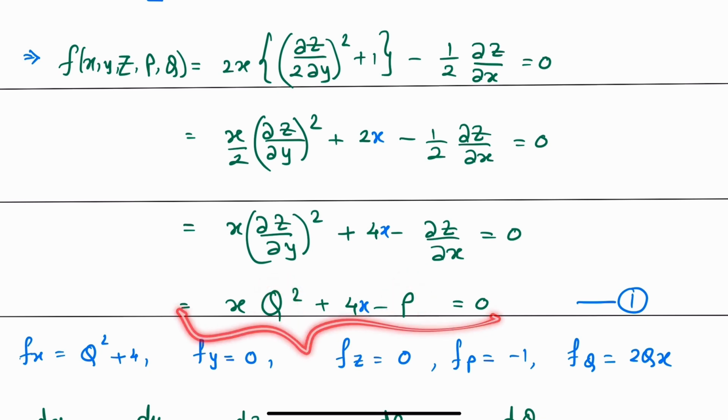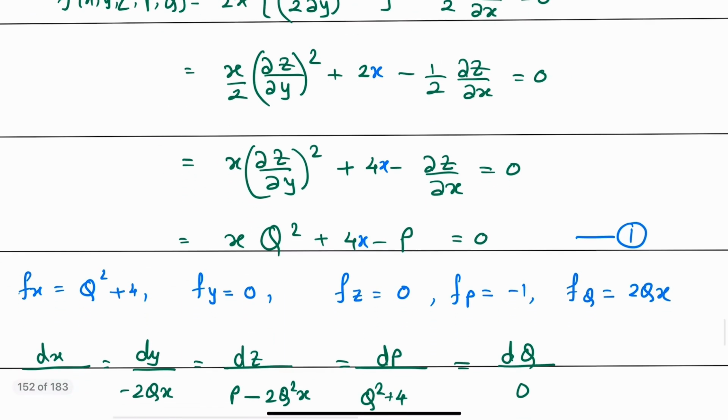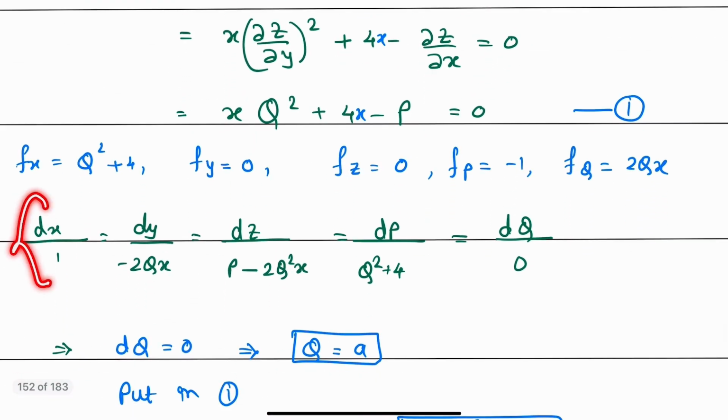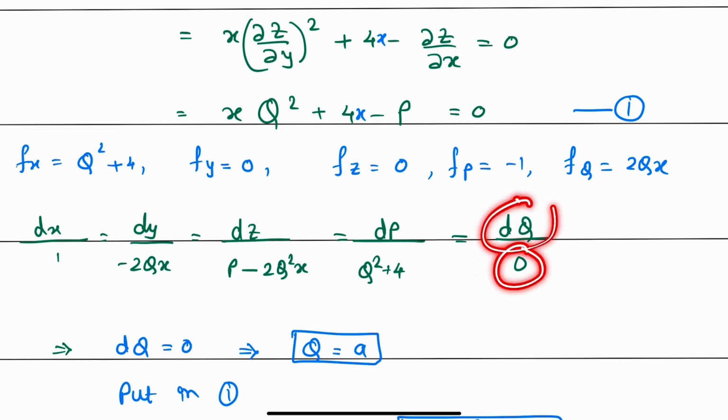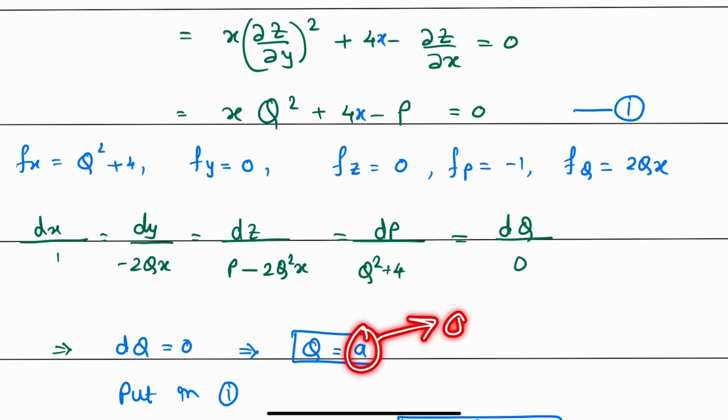Now once we have this, say this is some f of x, y, z, p, q. Now get fx, fy, fz, fp and fq by taking its partial derivatives and then substitute them in Charpit's equation. Once we substitute here, this one we can directly see is 0. Equate this to 0, integrate, and we get q equals a, where a is a constant.